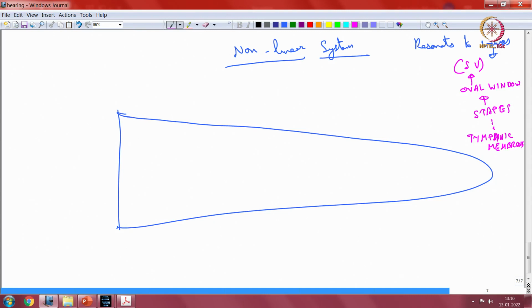Okay. So it is a nonlinear system, and it sort of resonates. Now I use the term resonates instead of something else for a specific reason. The entire membrane has differential response to differential frequencies. So frequency change, frequency dependent oscillation.